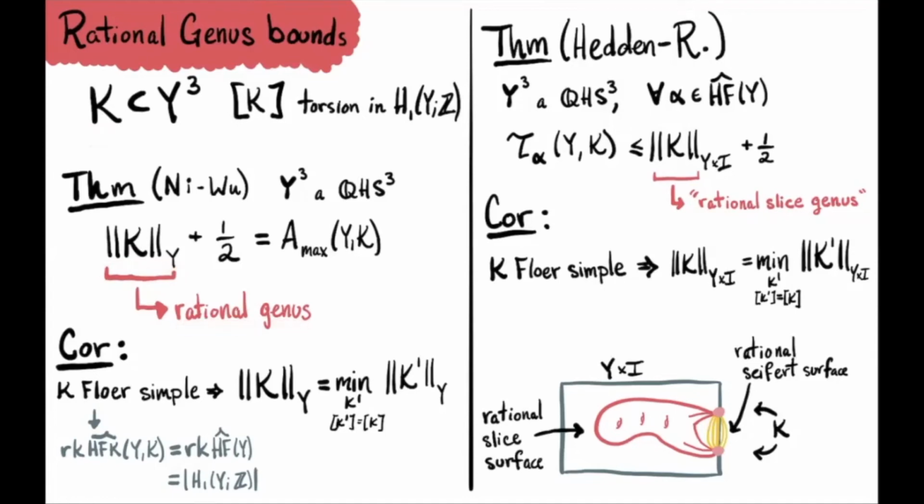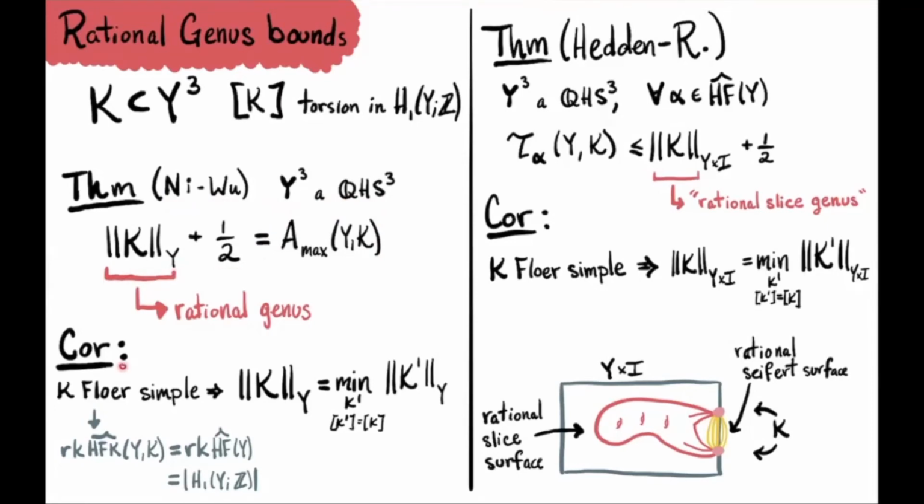And it's a theorem of Ni and Wu that knot Floer homology detects the rational genus. What I mean by that is if I have a rational homology sphere and a knot in that rational homology sphere, the maximum Alexander grading achieved by an element of HFK hat is equal to the rational genus plus a half. And this is a really nice theorem.